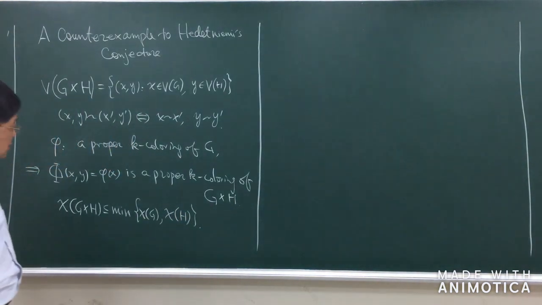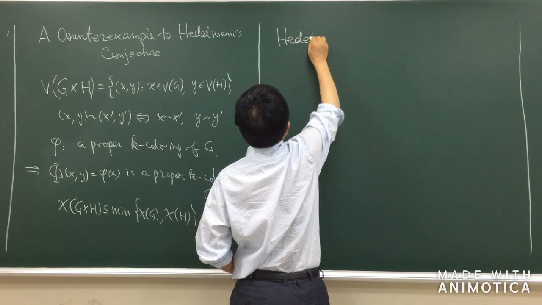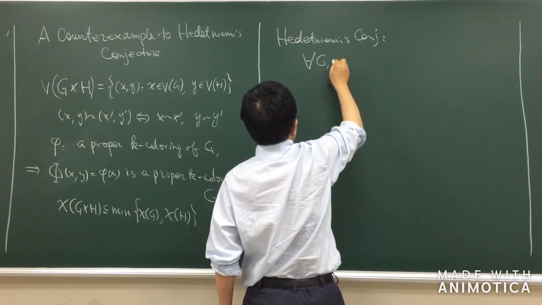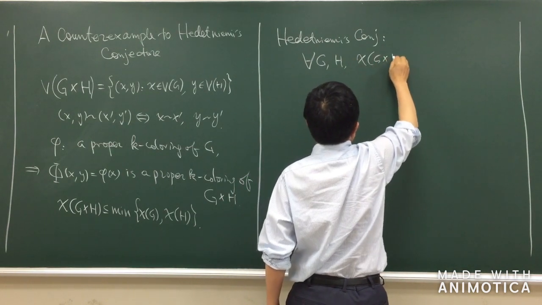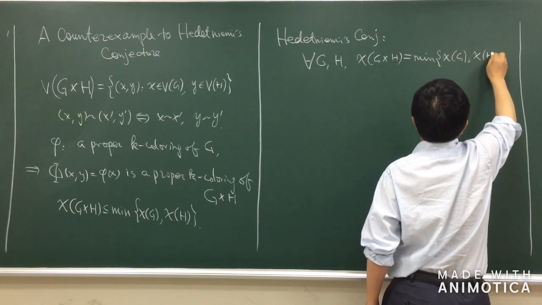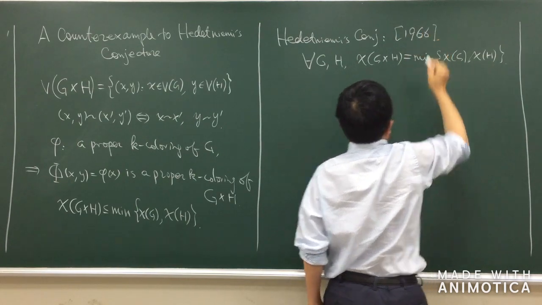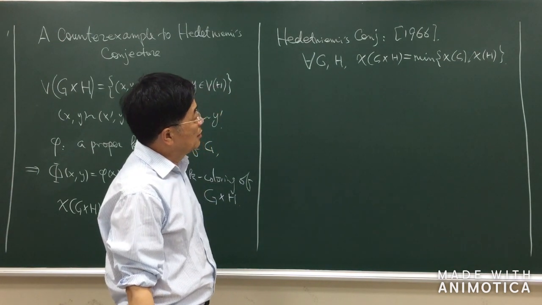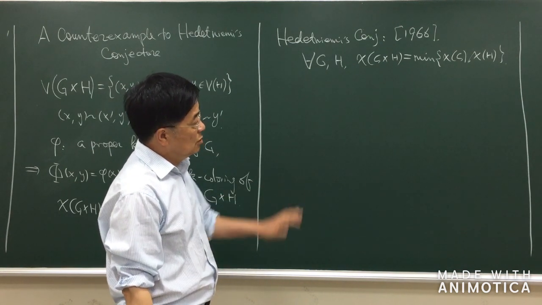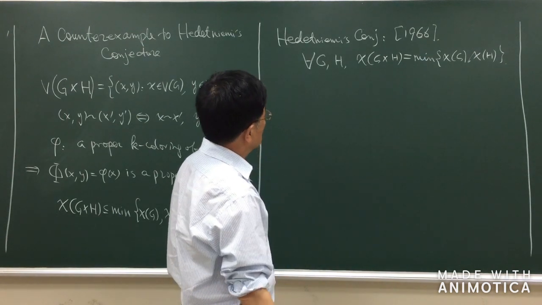Now, Hedetniemi's conjecture conjectures that this equality always holds. That is, for every graph G and H, the chromatic number of the product of G and H equals the minimum of the chromatic numbers of G and H. This conjecture was proposed in 1966. It's more than half a century ago, and it received a lot of attention, but there was not much progress. It is known that if the minimum of these two chromatic numbers is at most 4, then it is true, but otherwise it's open. There are some other special cases proved.